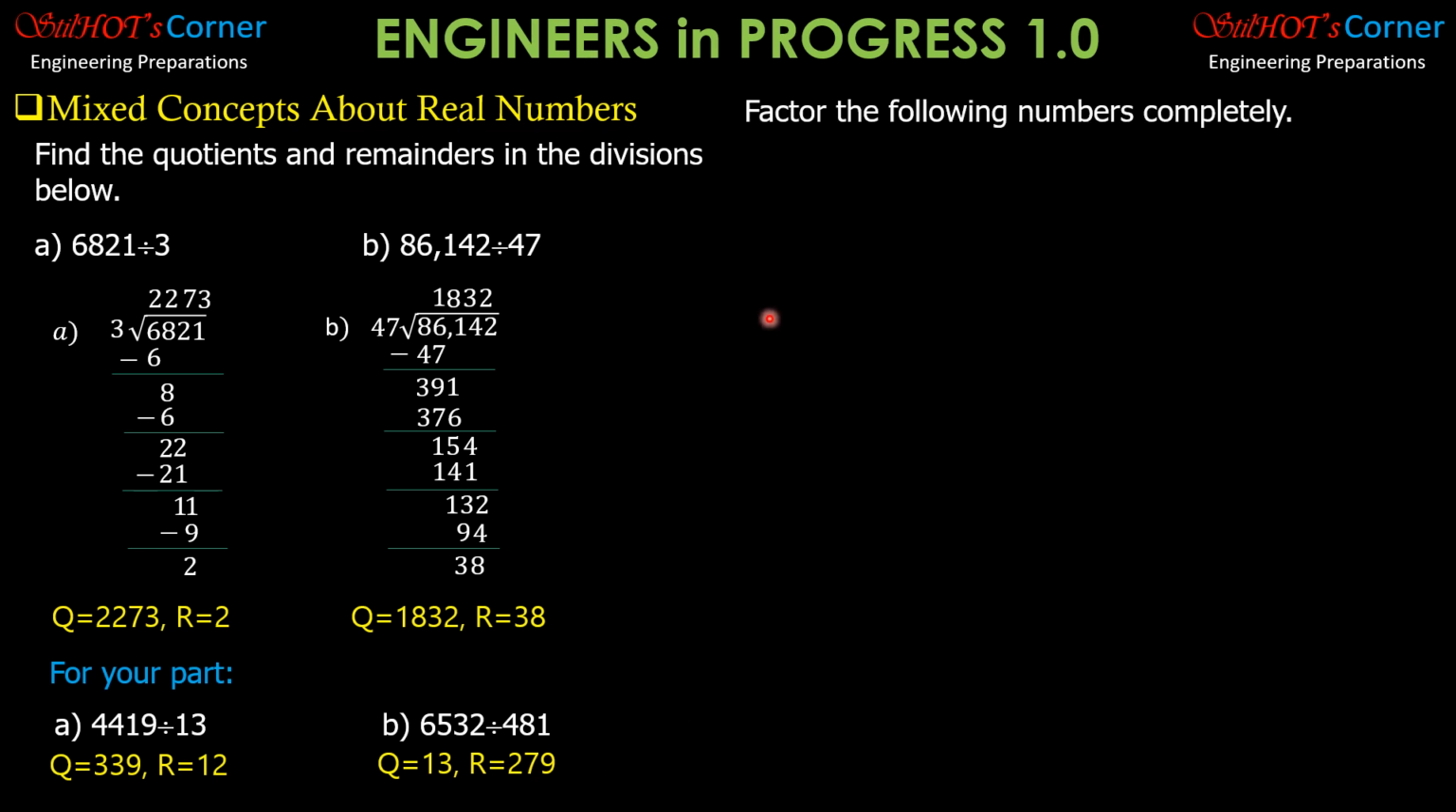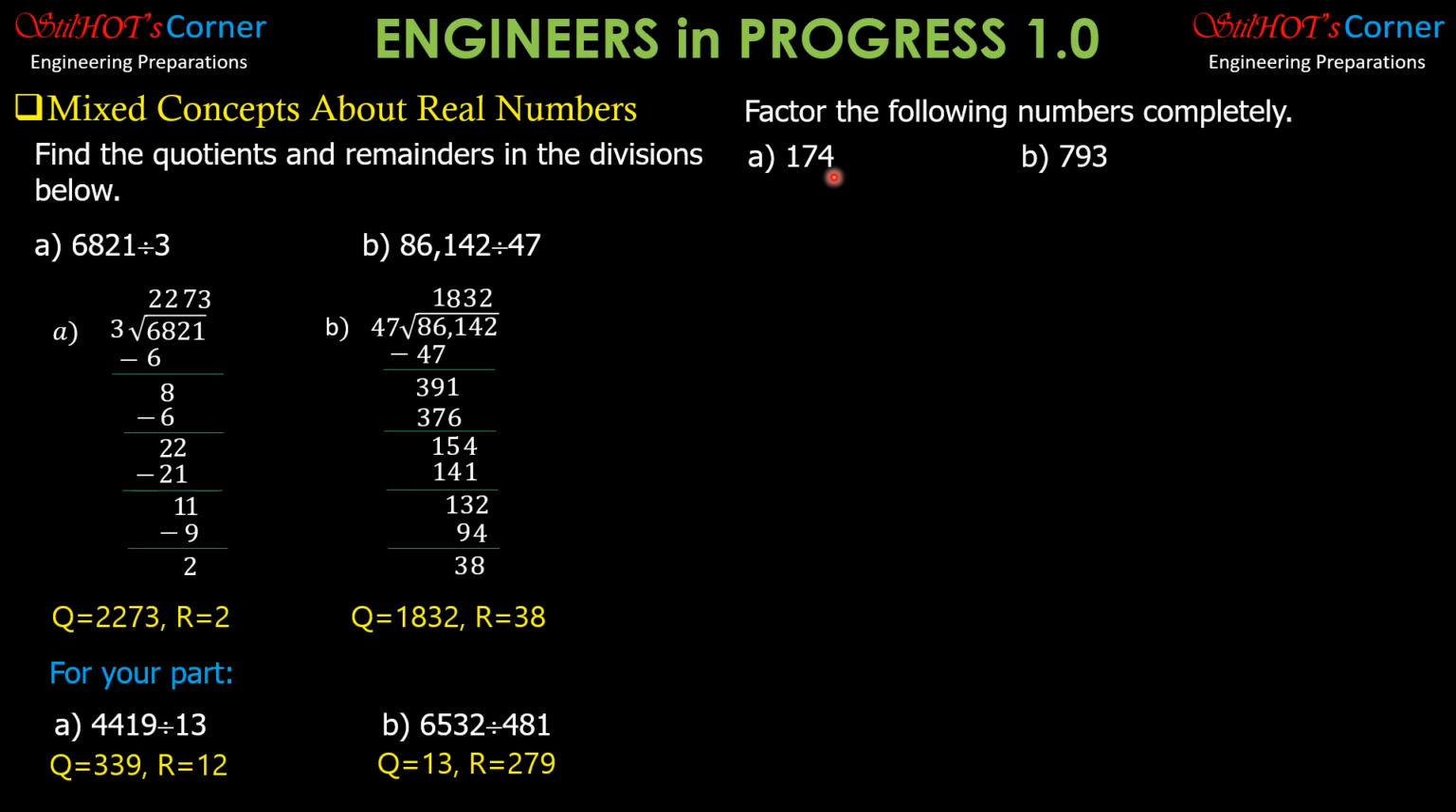Then we proceed to the next situation. Factor the following numbers completely. So 174,793. Of course, this is divisible by 2, so one factor is 2. Then 2 times 87.